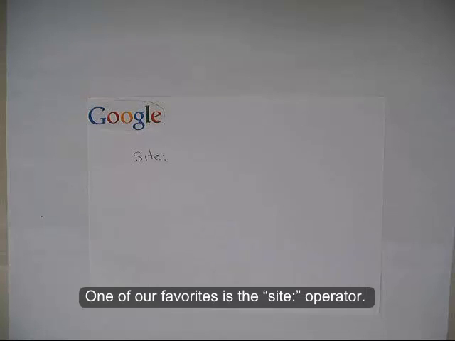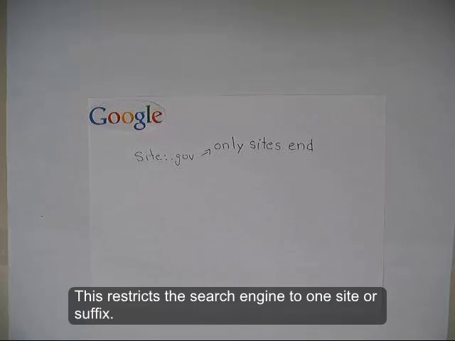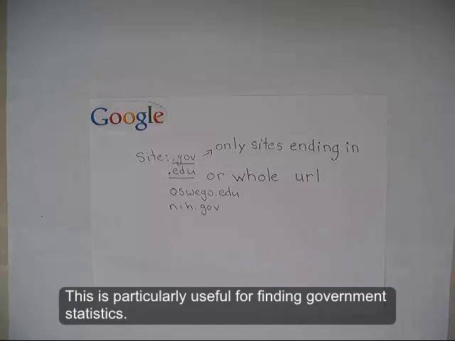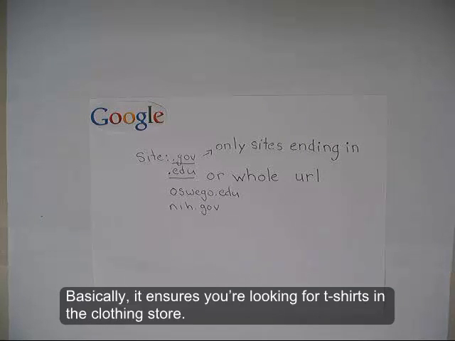One of our favorites is the site: operator. This restricts the search engine to one site or suffix. This is particularly useful for finding government statistics. Basically, it ensures you're looking for t-shirts in the clothing store.